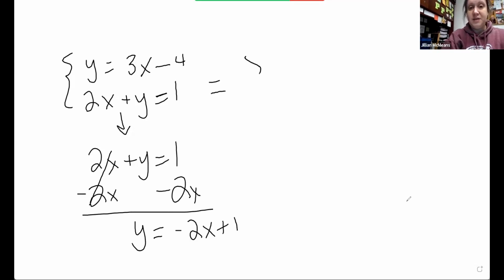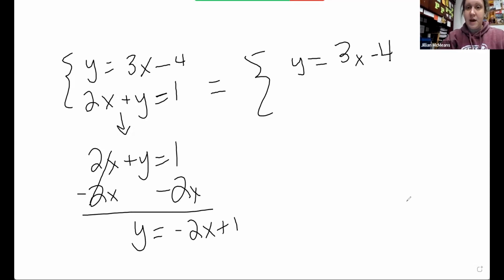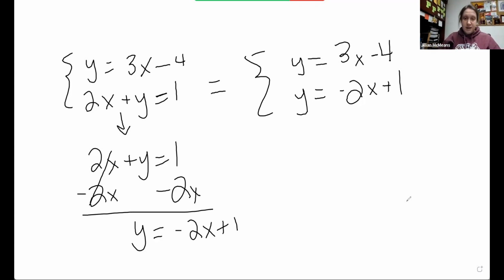So my system is now, the first equation, nothing changes, y equals 3x minus 4. Maybe write this on paper because I'm going to switch over to the calculator in a second. And the second equation, when we solve it for y, is y equals negative 2x plus 1. I am going to write this down so I can go to the calculator. So take a second, pause the video if you need to, and write these down.